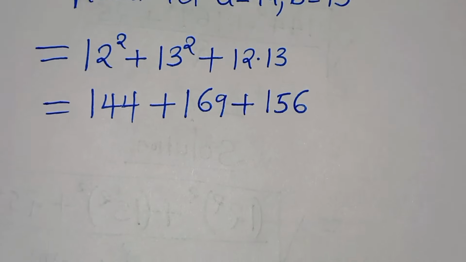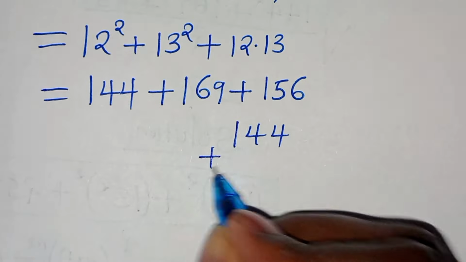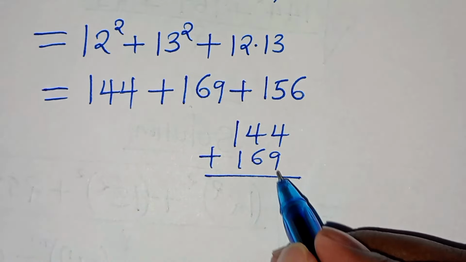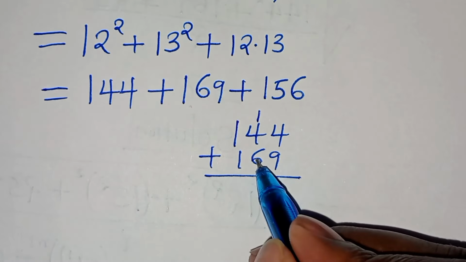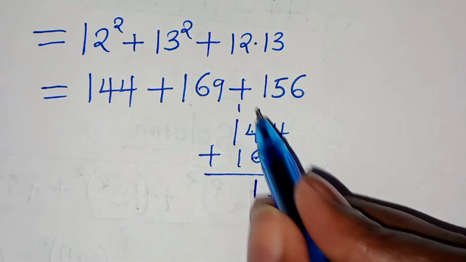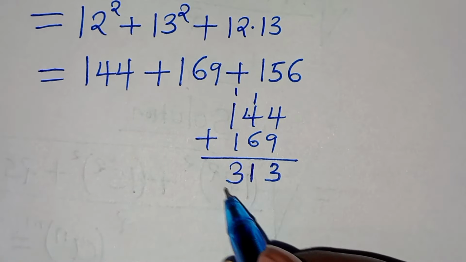So let's sum this. We have 144 plus 169. So first 9 plus 4, this is 13. So we have 3, carry 1 here. 6 plus 4, this is 10 plus 1, this is 11. Carry 1 here. 1 plus 1 plus 1, this is 3. So we have 313 here.